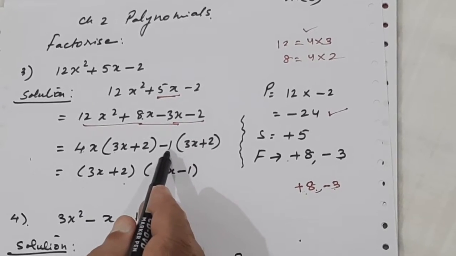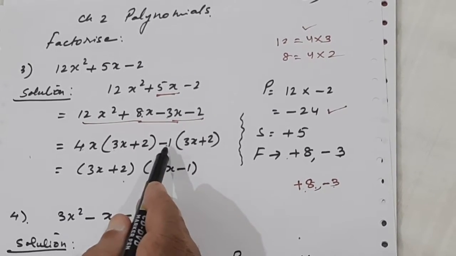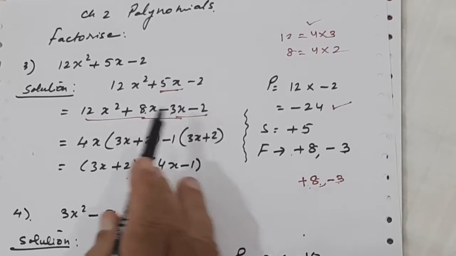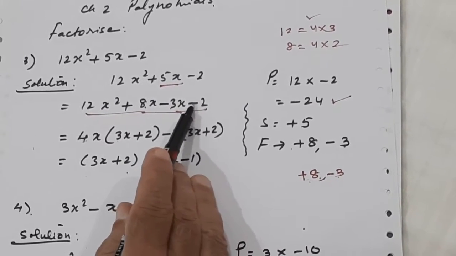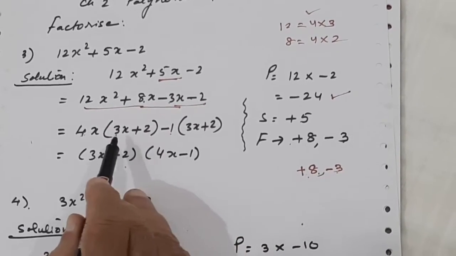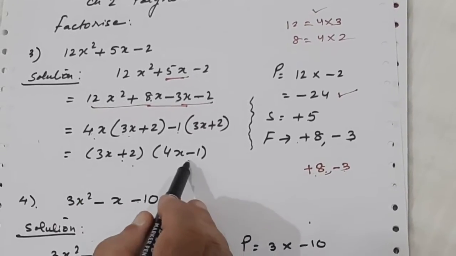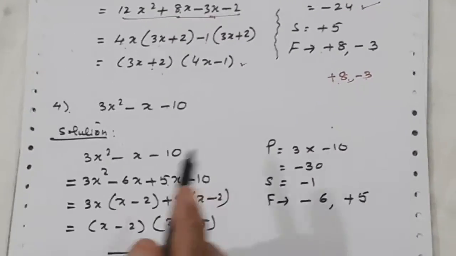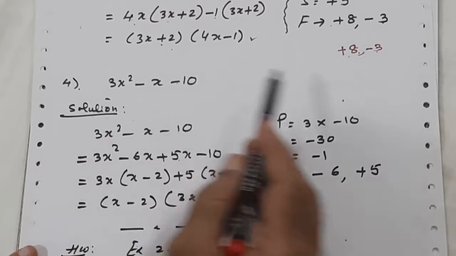So we'll take minus 1 common. Why minus 1? If we don't take minus 1, then we'll not get a plus. So take minus 1 and this minus sign will change into plus. See, note this point. So it will be 3x plus 2 and 4x minus 1. This will be your factorization.